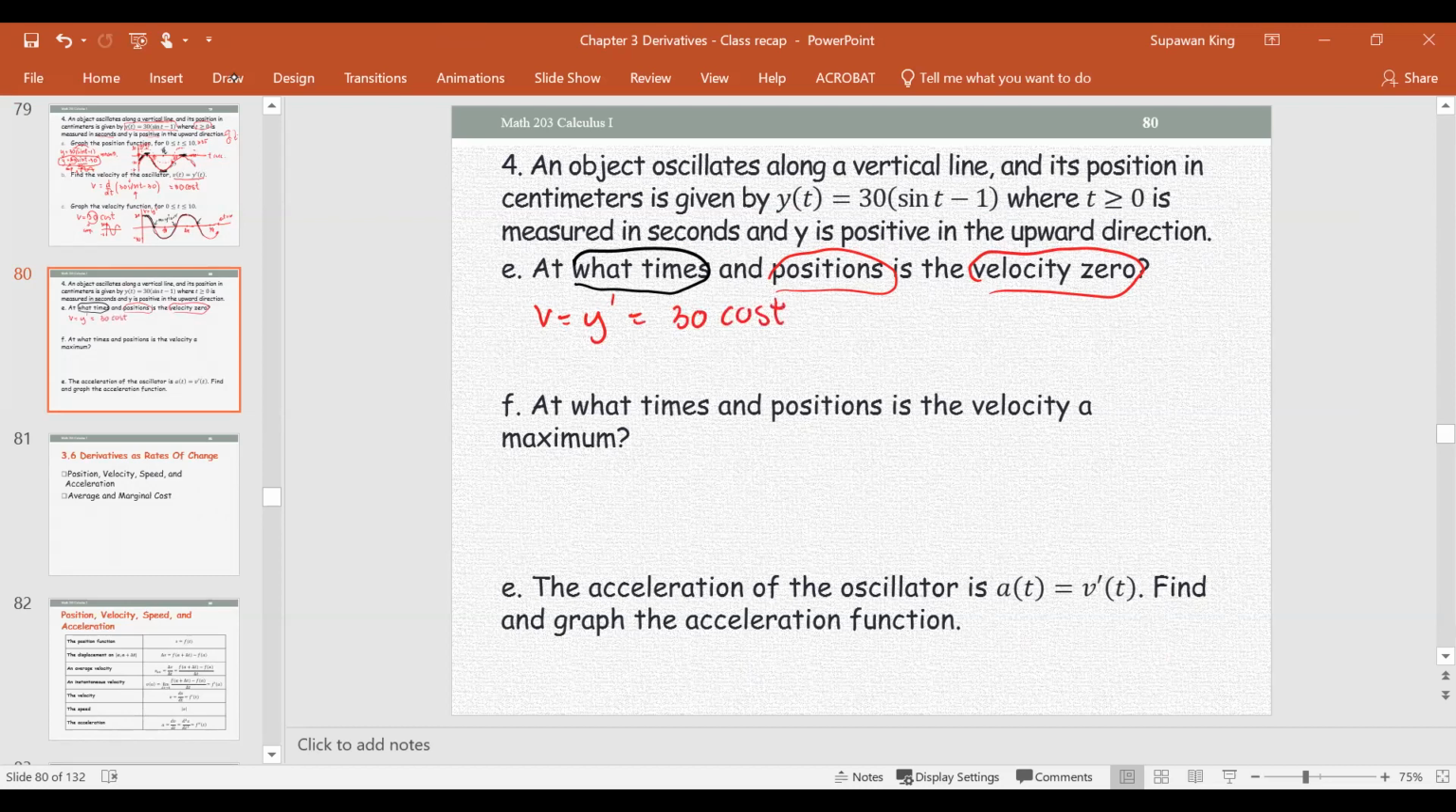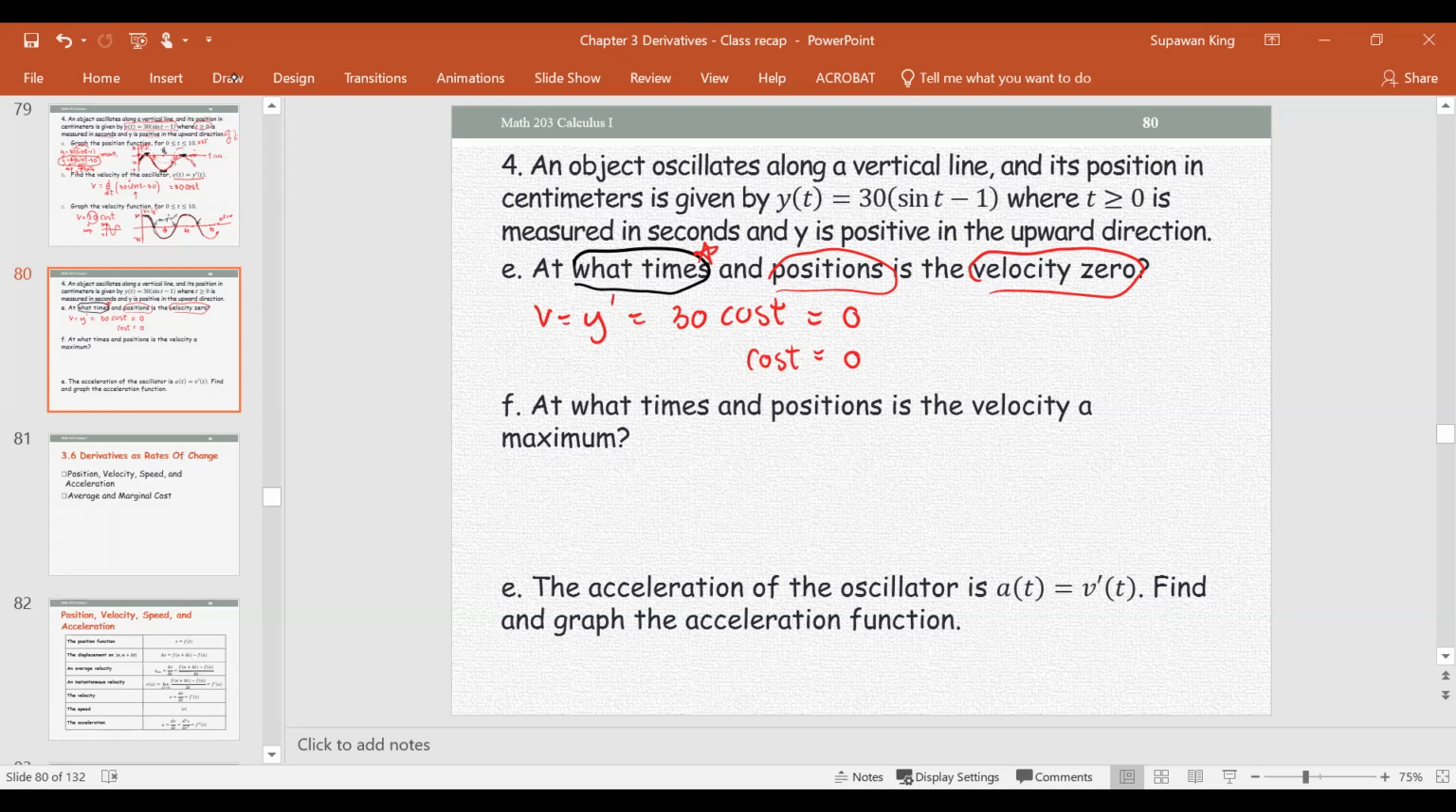The condition for this part E is the velocity is 0. So if we let 30 cosine t be 0, we are going to solve for t. That's what we're going to find out: at what point of time the velocity is 0. To solve the trig function, just recall what you did back in trig or pre-calc. Set it to 0 and then untangle it, or find out what angle t makes cosine 0.